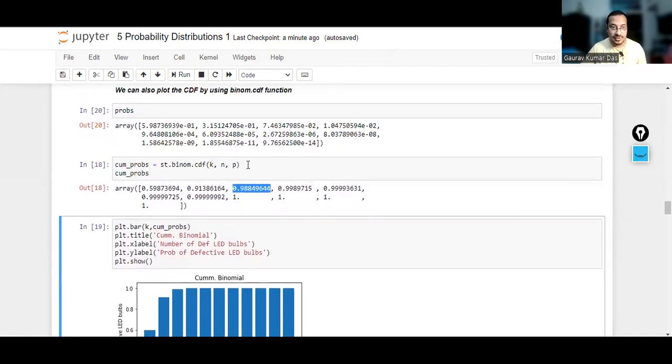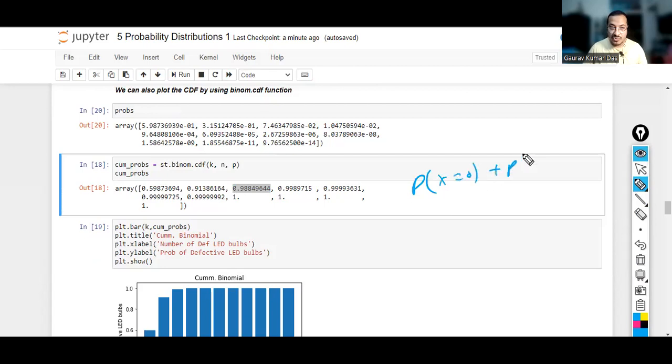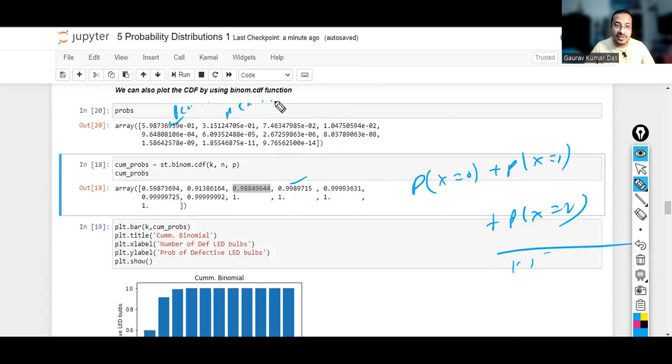So if I find out this probability, it is nothing but the probability of x equal to 0 plus probability of x equal to 1 plus probability of x equal to 2. That is what it means. This will mean again plus probability of x equal to 3, because this is cumulative, whereas this is individual. Probability of x equal to 0, x equal to 1, x equal to 2 are individual probabilities. But here it is all cumulative.